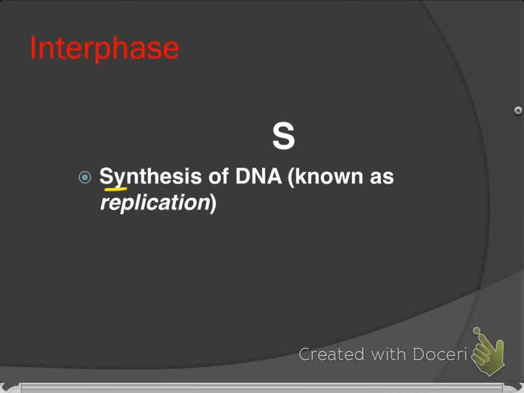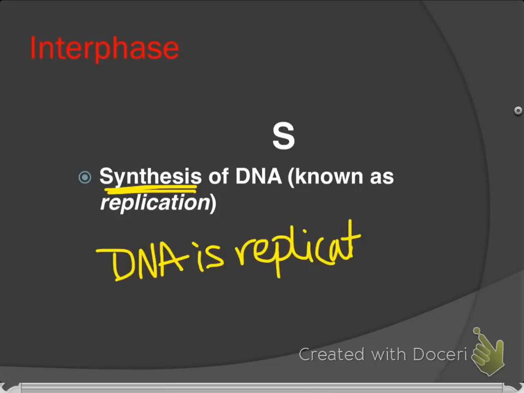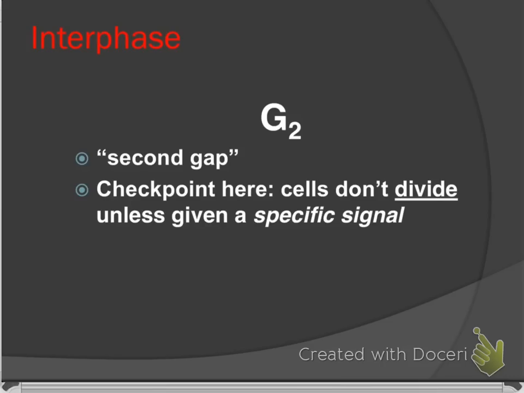So then S phase. S stands for synthesis, or the making of DNA. So this is where your DNA is replicated. Because same concept, if a cell is dividing into two cells, you need the same amount of DNA in each cell.